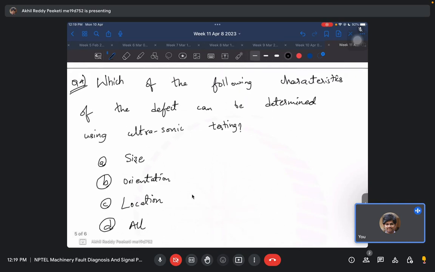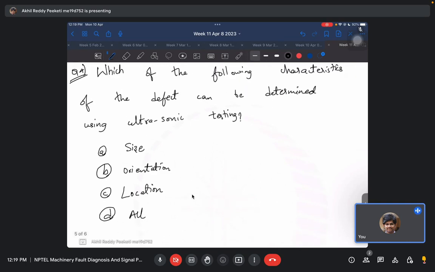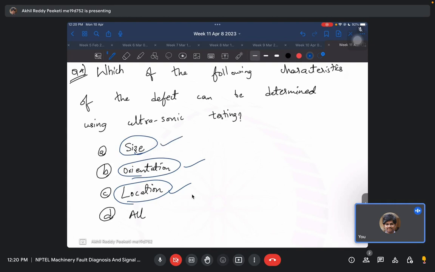So which of the following characteristics of the defect can be determined using ultrasonic testing? As I said before, the cracks have distinguished signatures in the reflected or transmitted sound waves. So based on the size, orientation, and location, whatever factors can affect the transmitted or reflected sound waves, those factors you can actually distinguish. So you can identify all these features using the ultrasonic testing.